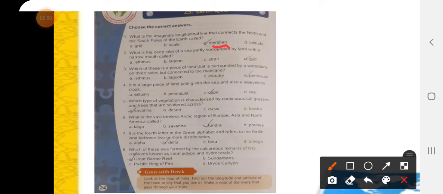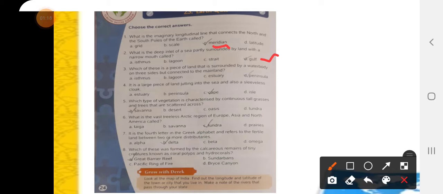Number 2. What is the deep inlet of a sea partly surrounded by land with a narrow mouth called? It is called gulf. Okay. The deep inlet of a sea which is partly surrounded by land with a narrow mouth. It has got a narrow mouth and that is called gulf.